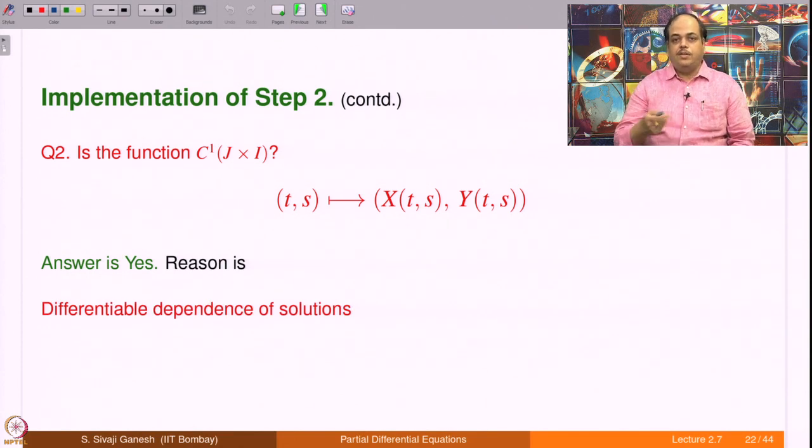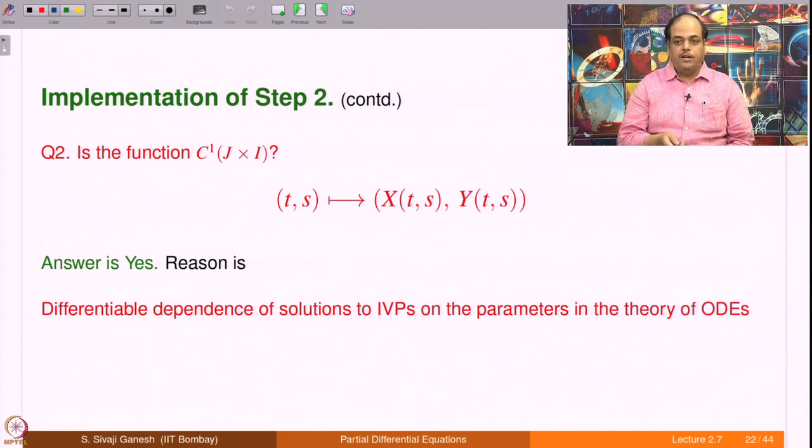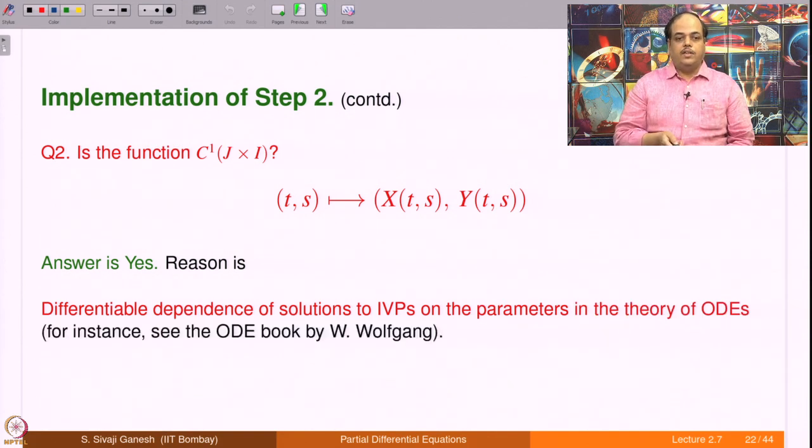x_t, as I said, involves A, B, C, which are nice functions, so there is no problem. What about with respect to s? Where is s? s appears in obtaining x(t,s) and y(t,s) through the initial conditions. We solved for x(0,s) and y(0,s) as f(s) and g(s), and we assume f and g are C1 functions of the variable s. That is the reason why this function is C1 on J cross I. It comes from differentiable dependence of solutions of initial value problems on the parameters in the theory of ODEs. For instance, see the book by Wolfgang on ordinary differential equations.